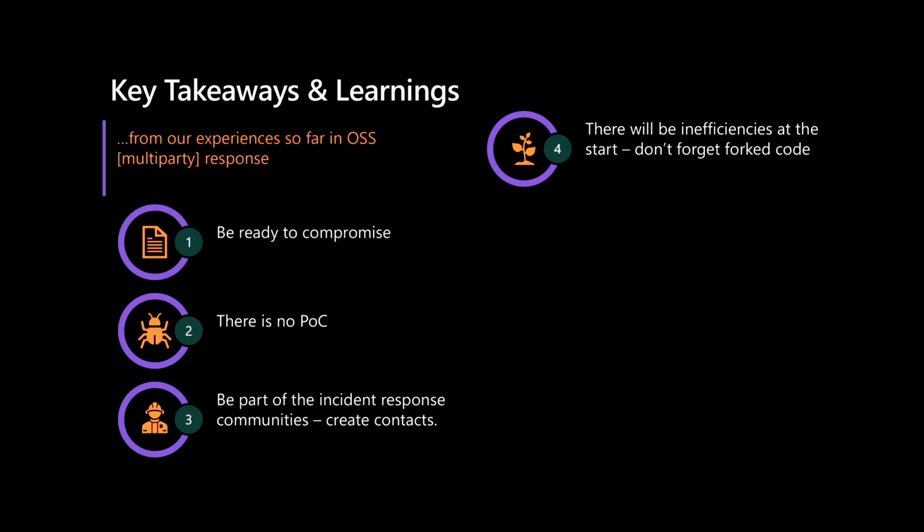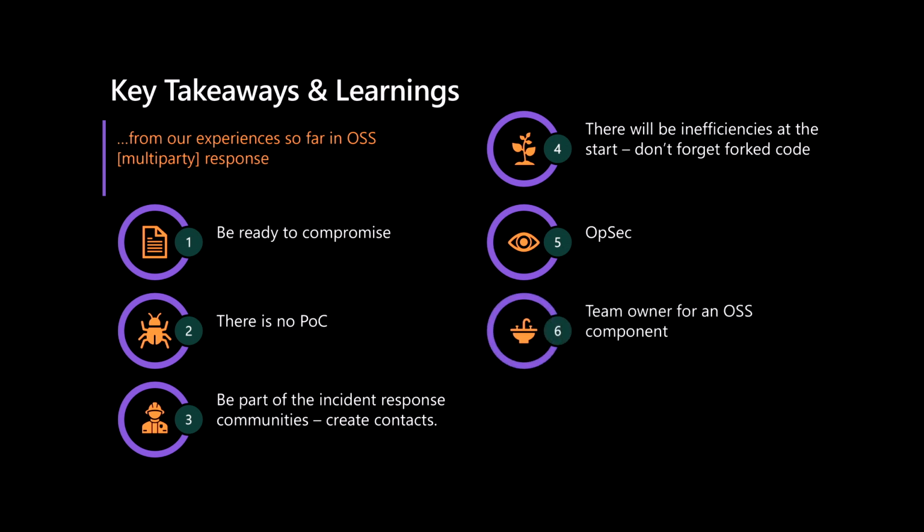There will be inefficiencies to start. I won't go into detail because we're going to see one example of that. OPSEC, a personal pet peeve: being involved in multi-party situations where something leaks. That's extremely painful for everybody involved, and nothing will kick you out of the trust circle faster than not having good OPSEC and having information leak when you're trying to solve a high-severity incident.